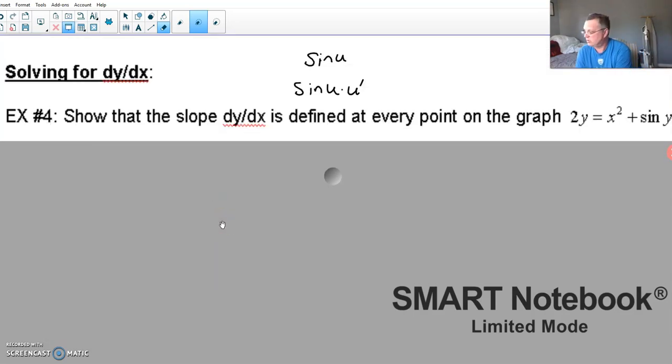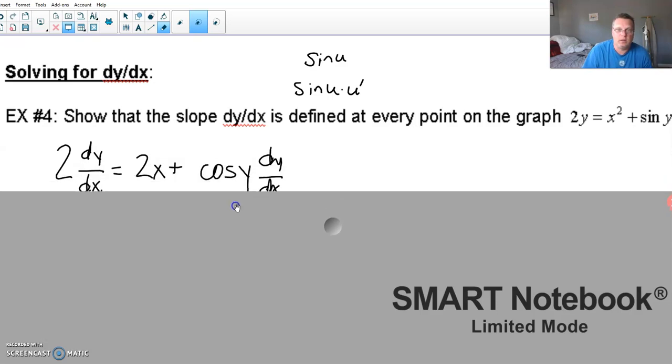All right, so this is a little turn on it. A little tricky question where you have to use some prior knowledge. Show that the slope is defined at every point on the graph. So 2y, you got to take the derivative. We're talking about slope again. So the derivative of 2y is 2 dy/dx, equals the derivative of x squared, which is 2x, and then the derivative of sine y is cosine y.